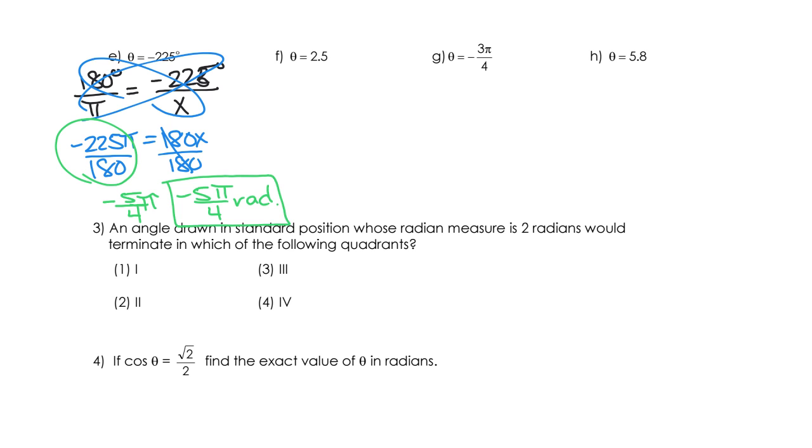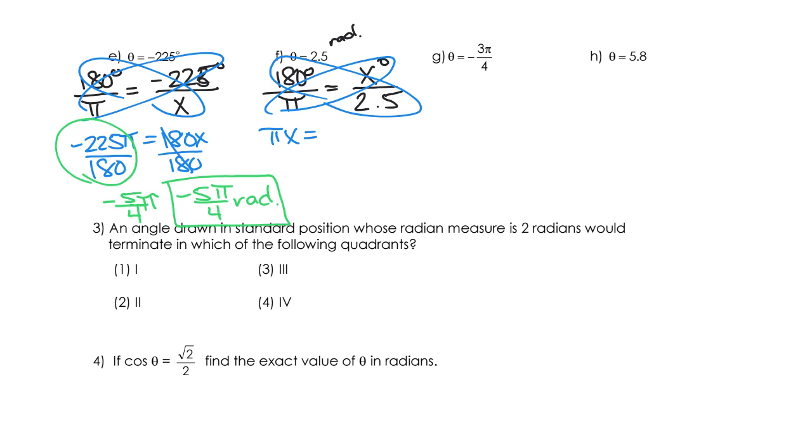Next one, our angle here does not have a degree symbol, so we're going to assume this is in radians. Okay, so we're going to do 180 degrees over pi radians still, but x amount of degrees over 2.5 radians. Okay, we'll cross multiply and we end up with pi x or x pi, doesn't matter, equal to 2.5 times 180, which is 450. And there's no pi. You can see on this one, radians don't always have a pi in them, although typically they do. But sometimes the pi has been calculated into the number and been rounded.